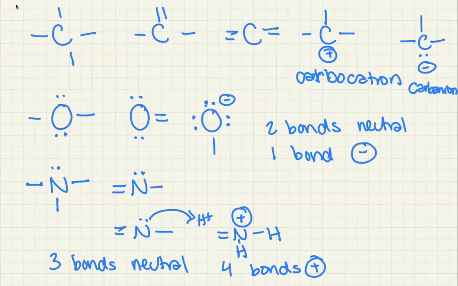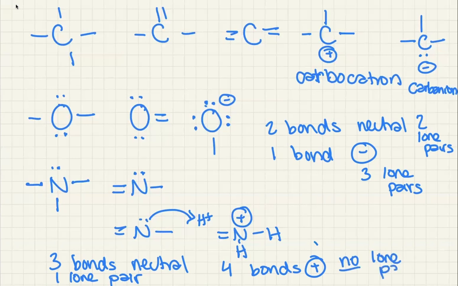If oxygen has 2 bonds, it's going to have 2 lone pairs. And if it has a single bond, it's going to have 3 lone pairs. With nitrogen, if it has 3 bonds, it's going to have 1 lone pair. And if it has 4 bonds, it's going to have no lone pairs. And this means that it's going to be less reactive. It can't react as a nucleophile if it doesn't have that lone pair of electrons to donate. So this is going to come into play a lot.